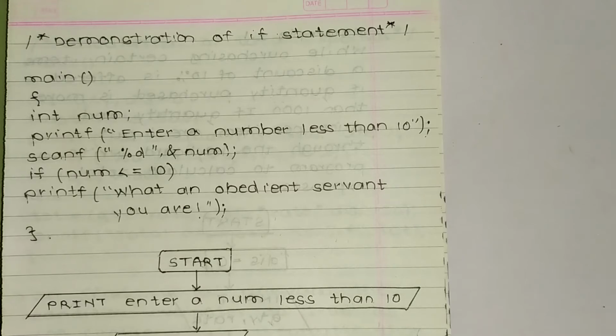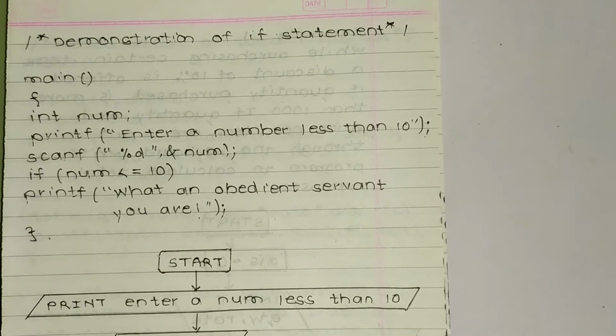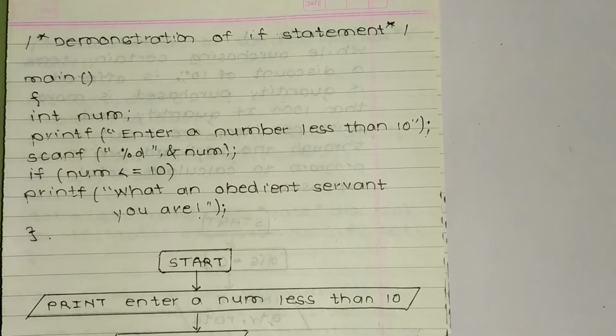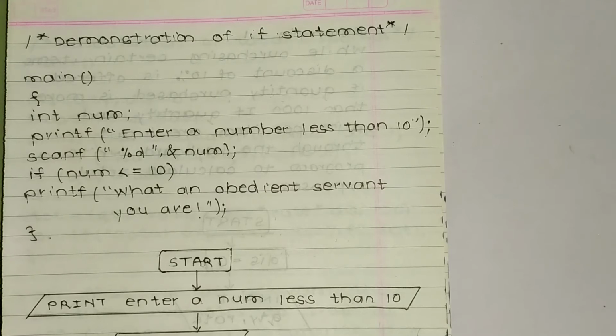Now scanf. So here we are scanning that number. So %d is written because that number is an integer. So %d, comma and num. So ampersand is given before any integer or any quantity. So scanf %d, comma and num.